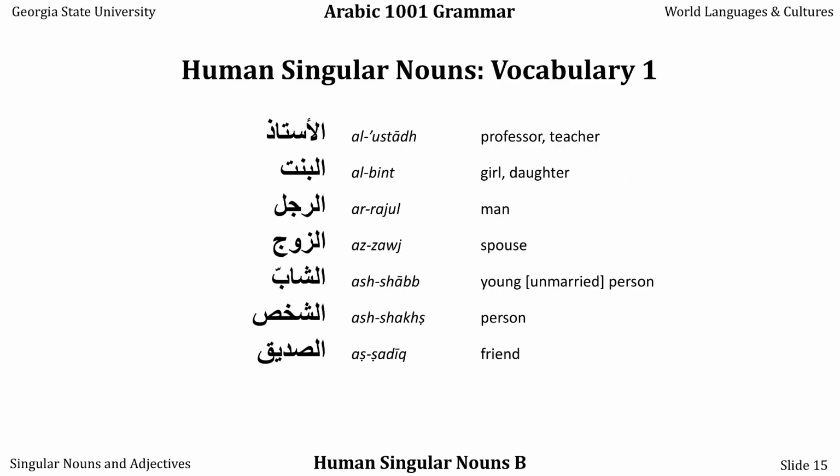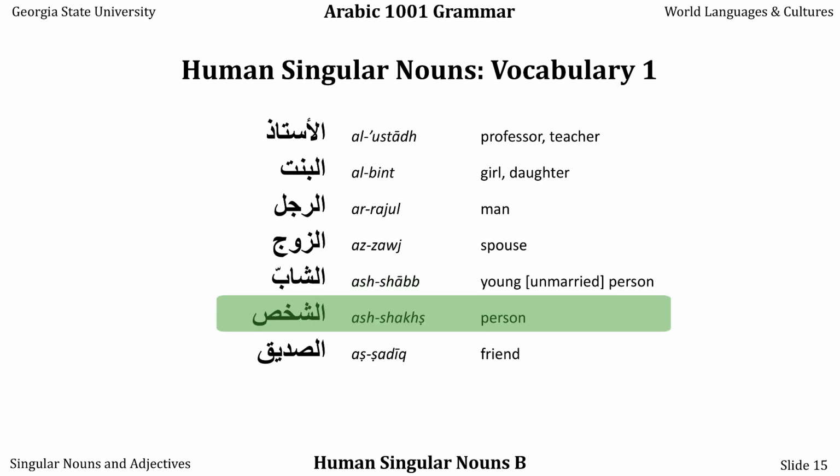Let's review all the vocabulary words we've learned in the 2 videos for this section. Al-ustadh is a professor or teacher. Al-bint is a girl or daughter, and it's feminine even though it doesn't end in ta marbuta. Ar-rajul, not al-rajul, is the man. Az-zawj, not al-zawj, is the spouse. So zawj is husband, zawja is wife. Ash-shab, not al-shab, is the young unmarried person.